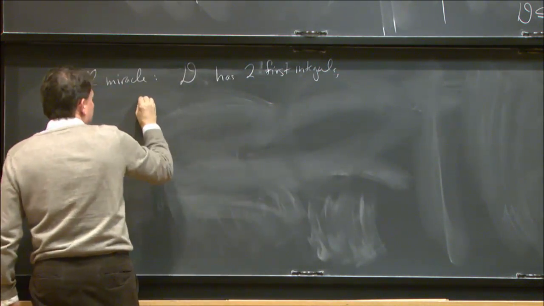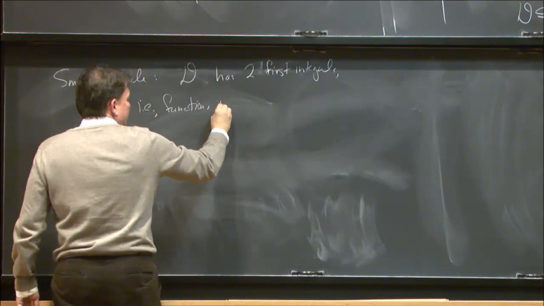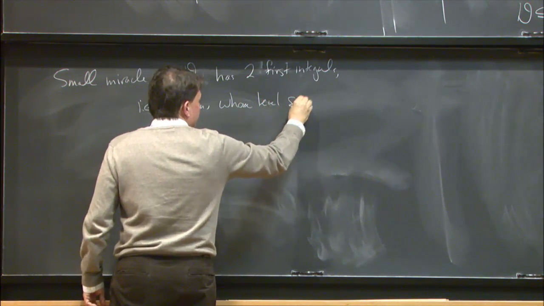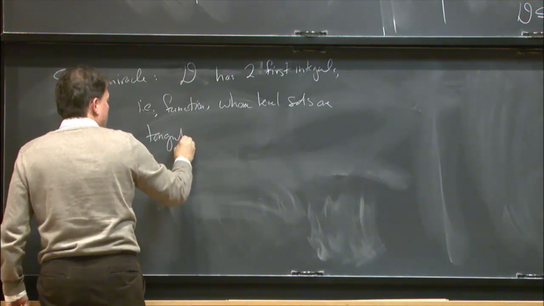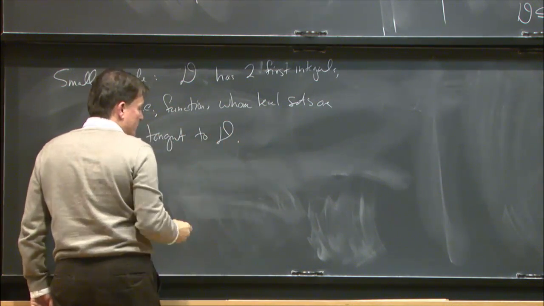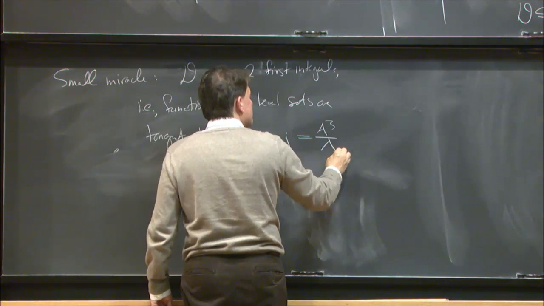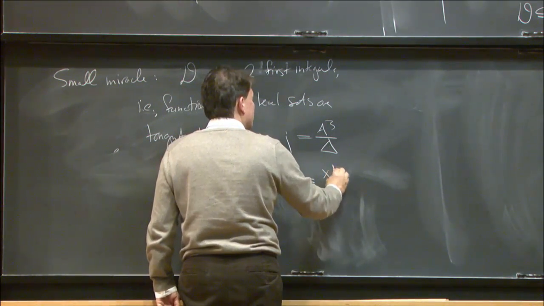In other words, functions whose level sets are tangent to D. Okay, so these will be familiar functions to them. One of them is called J. So that's a cubed over delta. And the other one, you heard it here first. It's called K, and it's this guy.